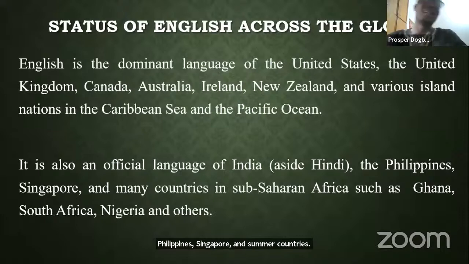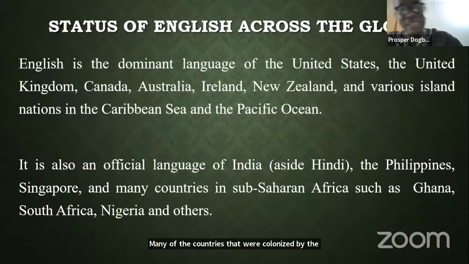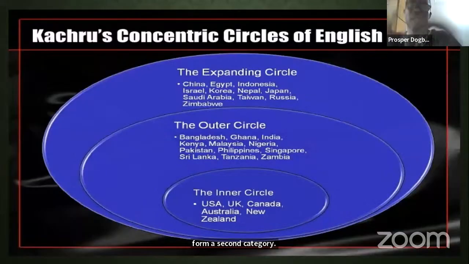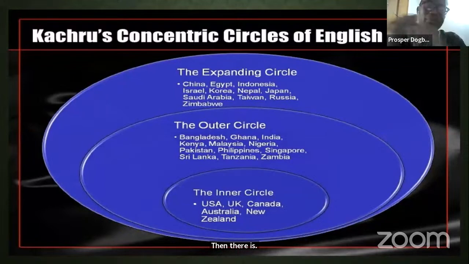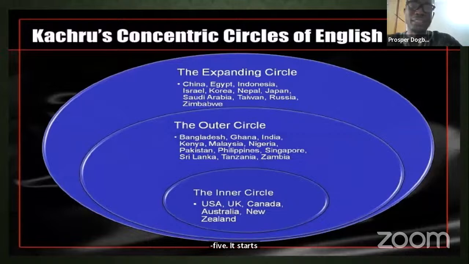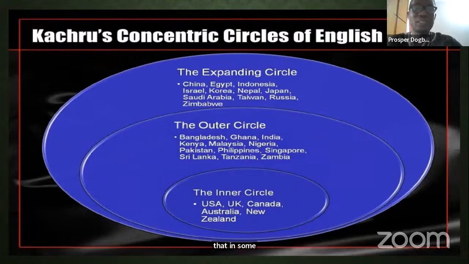If you delve deeper into it, you realize that many of the countries that were colonized by the British have adopted the English language as the official language. So they form a second category. Then there is this idea that has been put into the concentric circles of English that was developed by Kachru since 1985. It stood the test of time, even though there have been some scholars who have disputed his views. However, these are the three categories into which the speakers of the English language have been put. So we have the inner circle, the outer circle, and then the expanding circle.